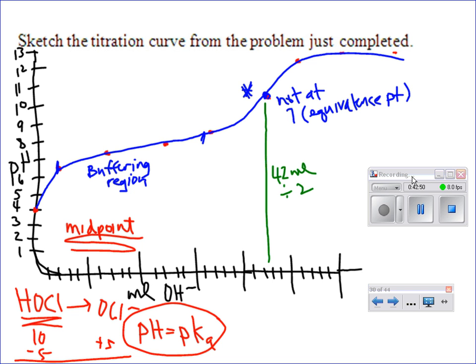What's 42 divided by 2? Halfway. 21. Go to 21. This right here is the midpoint. What's the pH-ish at 21? 7.2-ish, okay? So if we know the pH at the midpoint, how do we find the pKa? The pH is the pKa. Sorry, how do we find the Ka? 10 to the negative 7.2.